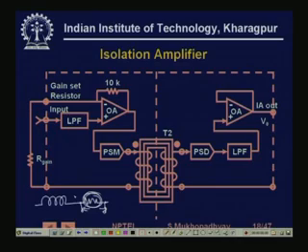So for such things isolation amplifiers are used. There are various ways of isolation. There are optical ways of isolation, there is transformer coupling of isolation. In the isolation amplifier, from the input side and the output side, there is no galvanic electrical connection. So the signal is transmitted from one side to the other by some other means.